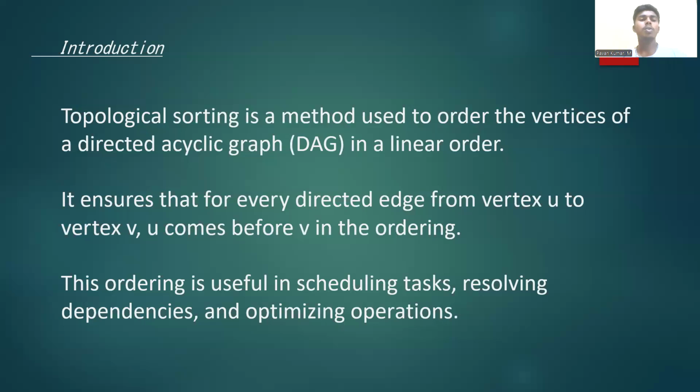We're going to start with an introduction to topological sorting. Topological sorting is a method used to order the vertices of a directed acyclic graph, or DAG, in a linear order. It ensures that for every directed edge from vertex U to vertex V, U comes before V in the ordering. This ordering is useful for scheduling tasks, resolving dependencies, and optimizing operations.